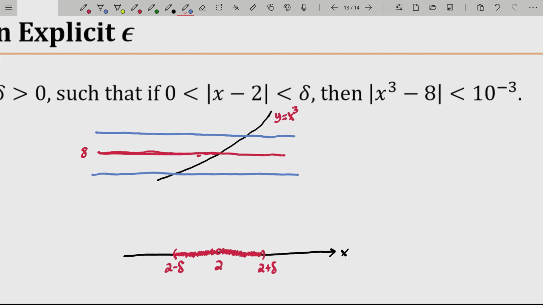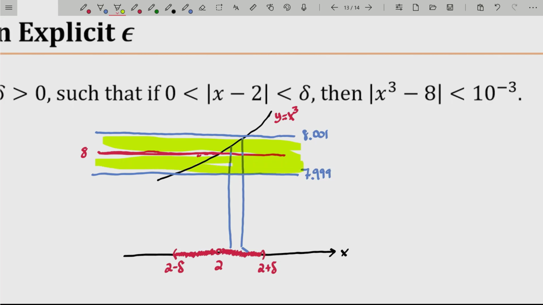So this is going to be 8.001, and this is 7.999. So we're hoping to find a neighborhood about 2 on the x-axis so that all of the x values in that neighborhood land on the curve and still within these horizontal bars here.